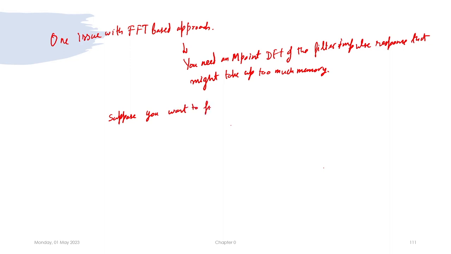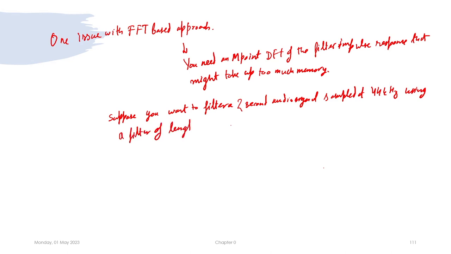So suppose you want to filter a 2 second audio signal sampled at 44 kilohertz using a filter of length 32. So 44 kilohertz, 2 seconds means you have 88,000 samples to play with. So the signal will have 88,000 samples and the filter length is 32.